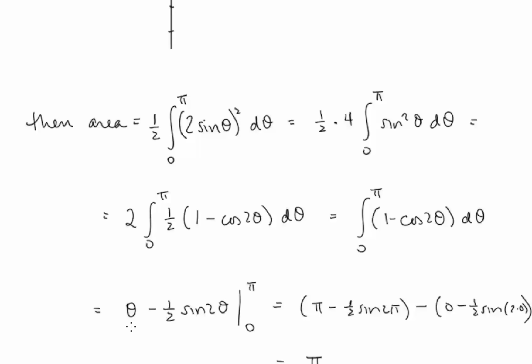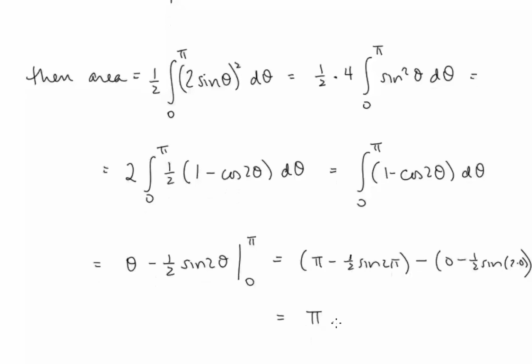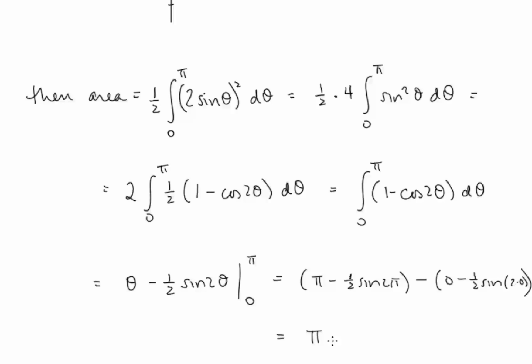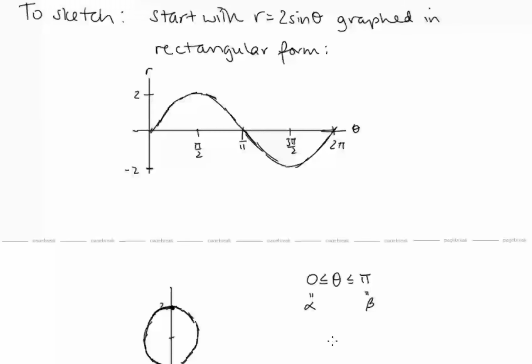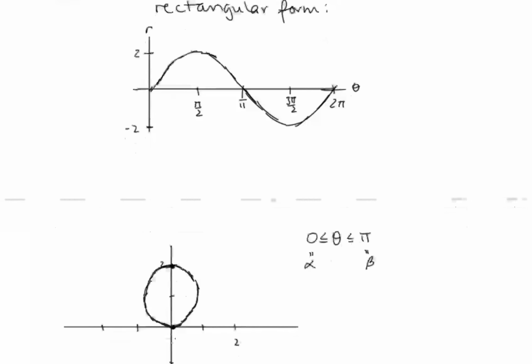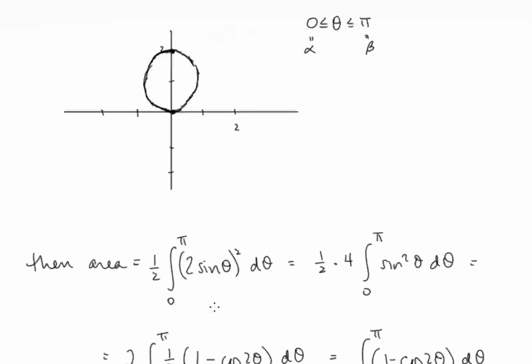And so we integrate, we have theta minus 1/2 sine 2 theta going from 0 to pi. And so that's equal to pi. And if we change this graph into rectangular coordinates, we would recognize that this is a circle of radius 1 centered at (0, 1). And a circle of radius 1 tells us that its area would be pi times 1 squared, which is equal to pi. So we did get the area that we expected.